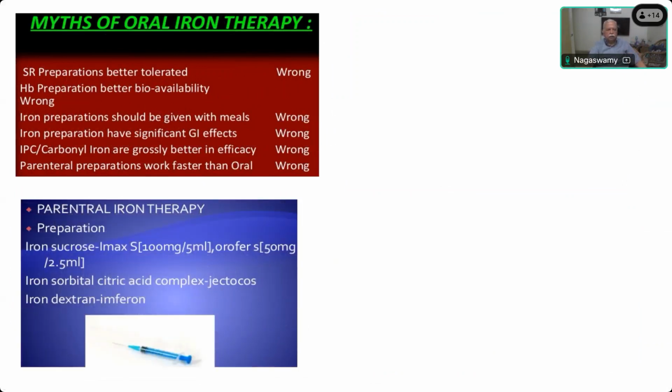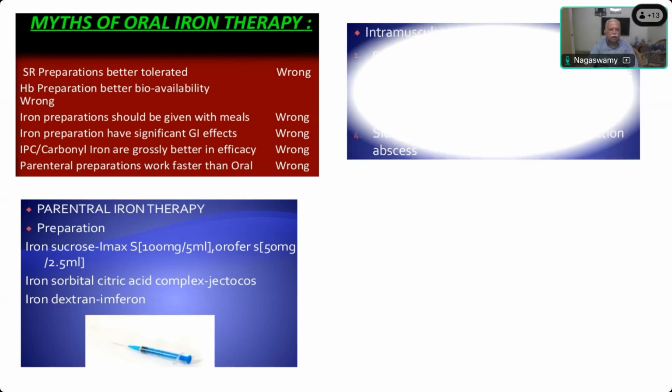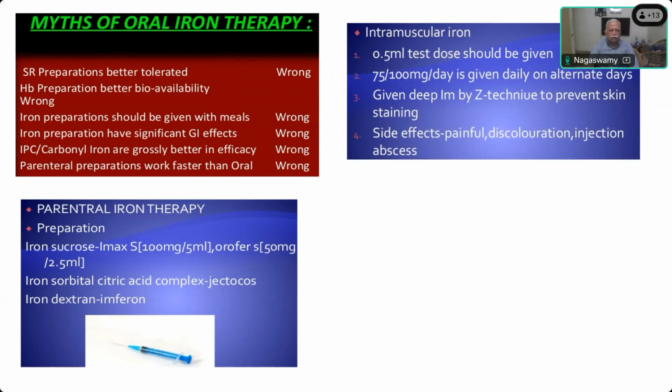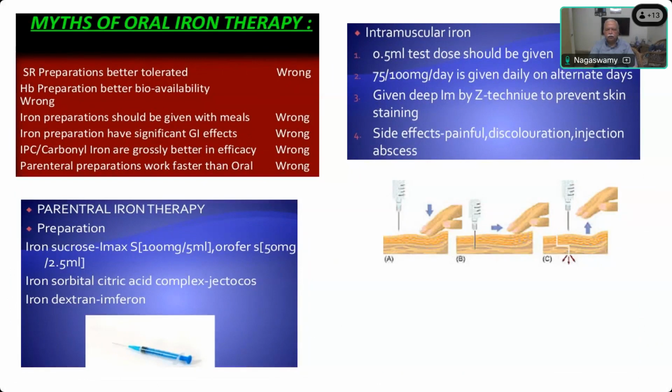And parenteral iron sucrose, because sometimes the examiners may ask you, even for a non-pregnant patient who is anemic and requires major surgery, how do you correct the anemia? That can also be asked. So it is better to remember that iron sucrose is a preparation that is usually available, along with iron sorbitol citric acid complexes, and the iron dextran combination, which is Inferon, an intramuscular iron. A test dose of 0.5 ml is given, then 75 to 100 milligrams per day is given.